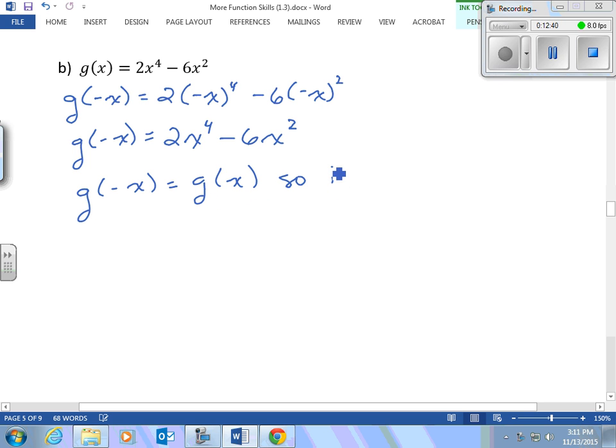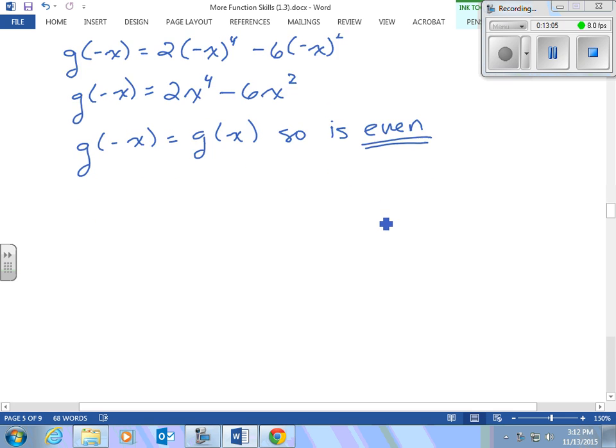So this function is even. Okay, so when you plug in negative x into your function and get the same thing as g of x, we have an even function. If the function is exactly the opposite, is the negative of the original function, it's an odd function. So let's look at one more example.